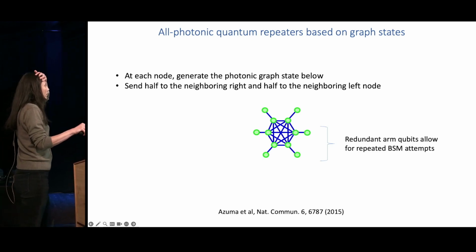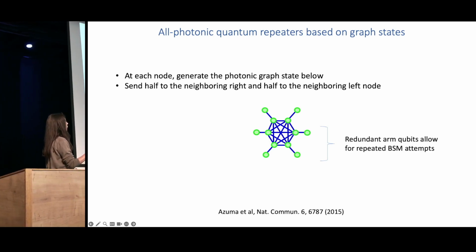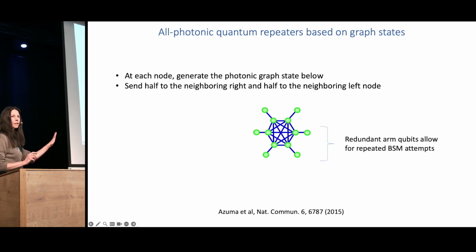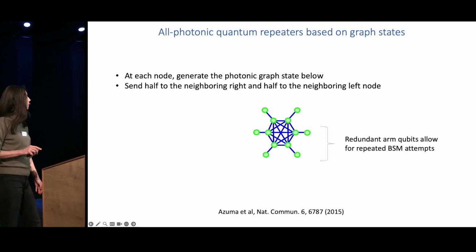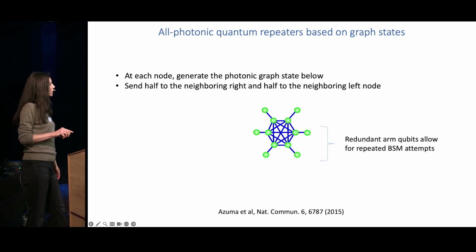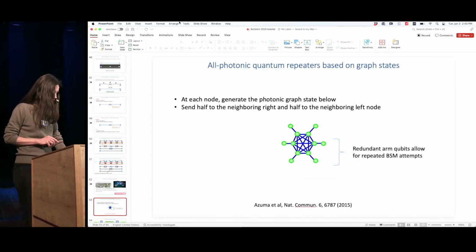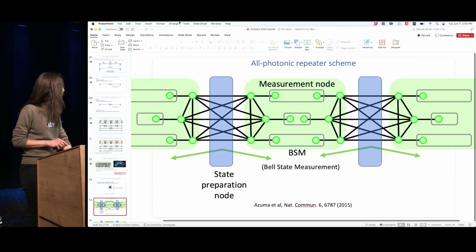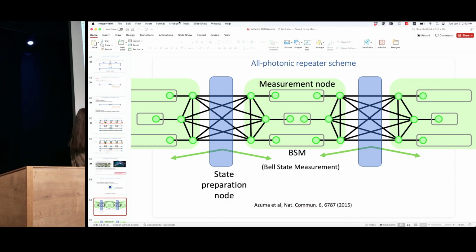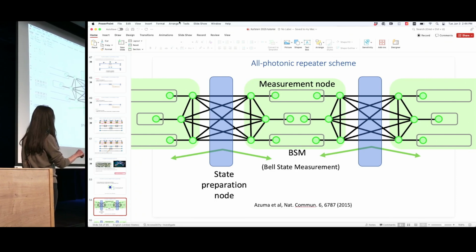So here's what you could do. At every node in the network, you can create a photonic graph state like this. Let's not worry yet how you create it. But let's say you had the ability to create it. And you see there's a lot of arms over here, and we're going to make use of that. Sorry to have to switch view, but there's some issue with the next slide. So let me, again, walk you through the slide because it's a little bit more complicated. So the blue node is where I create this graph state.